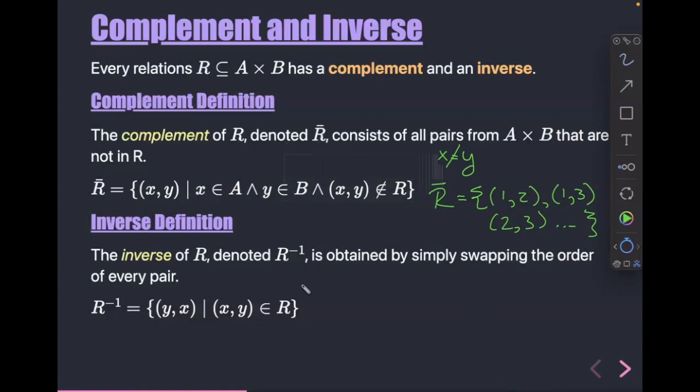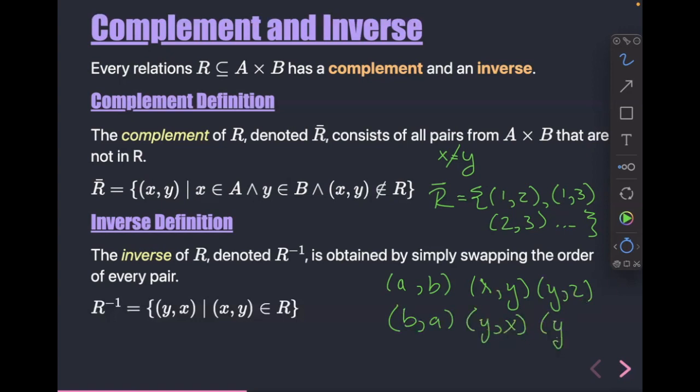And so the inverse is obtained simply by swapping the order of every pair. And so on that first slide, I think I had X, Y, Y, Z. So the inverse of that set would just be B, A, Y, X, Z, Y.